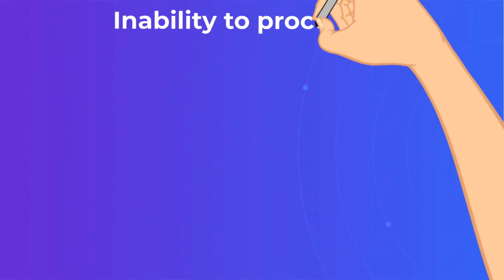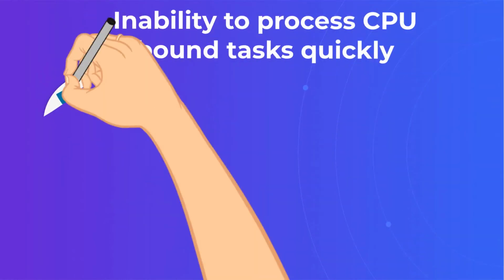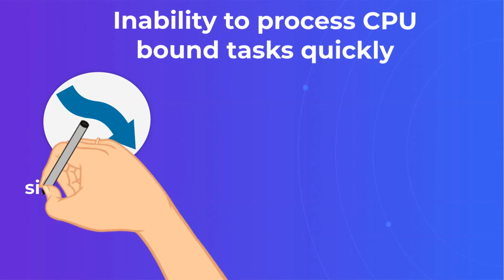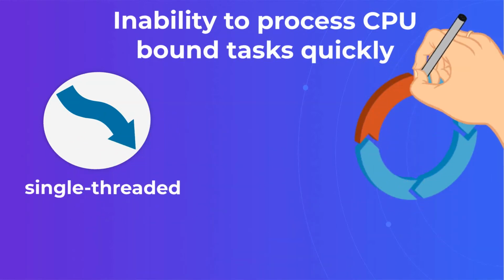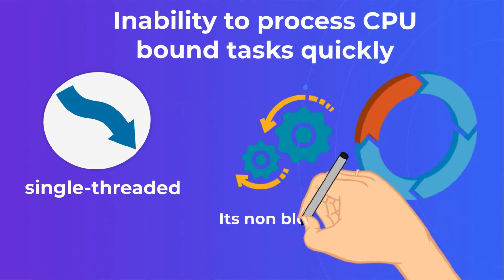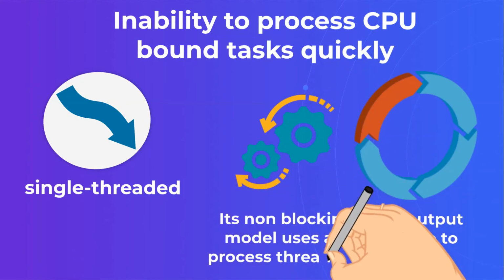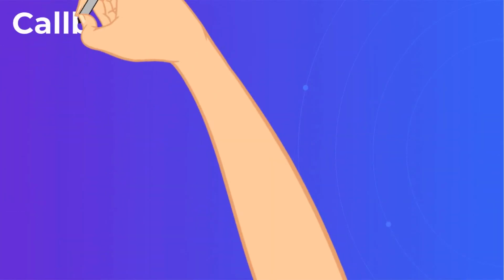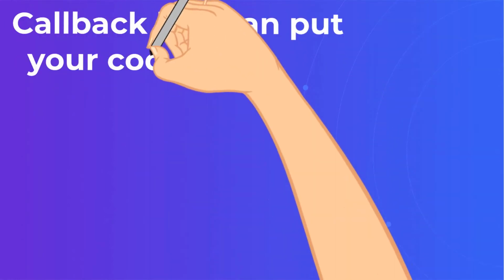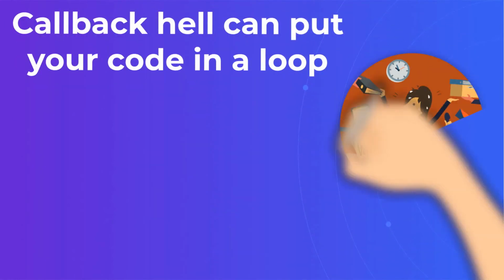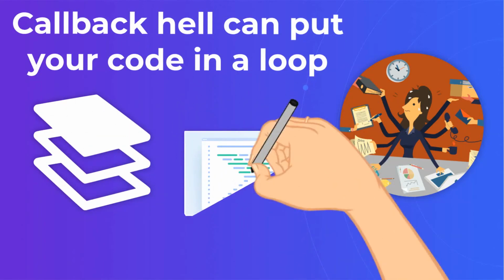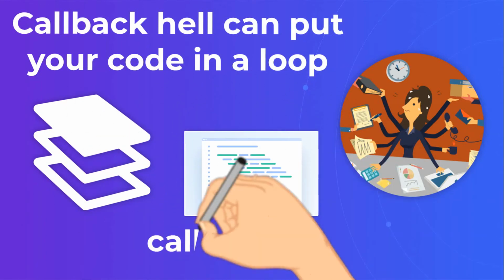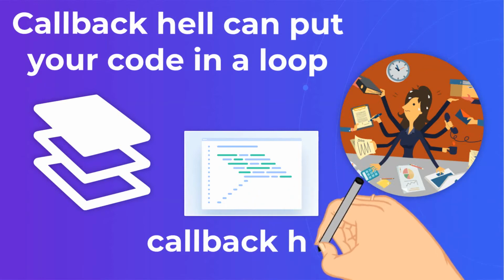Disadvantages of using Node.js. Inability to process CPU-bound tasks quickly. It is considered single-threaded because it processes JavaScript, which is of course single-threaded. Its non-blocking input-output model uses an event loop to process threads asynchronously. Callback hell can put your code in a loop. If you're keeping a number of queued tasks running in the background, look out. You could fall into what Node programmers often refer to as callback hell. This happens when callbacks get nested several layers deep.